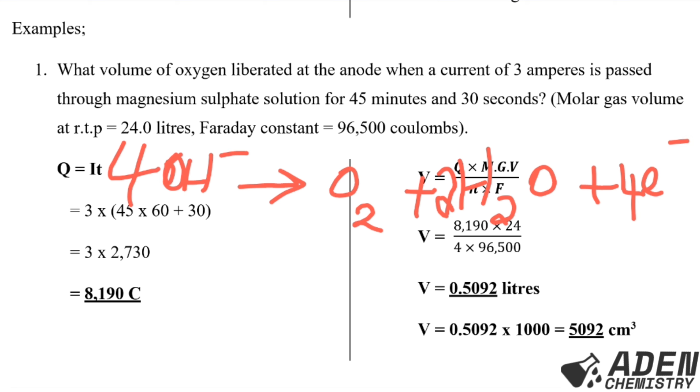So that means the number of Faradays, or our N, will be equal to 4 multiplied by F, and F is the Faraday constant, which is equal to 96,500 coulombs. That's how we are going to get it. Then when we put all this in the calculator, we are going to get 0.5092 liters. You can leave your answer in liters, or you can multiply by 1000 to convert into centimeter cube. So we get 5092 centimeter cube as the volume of oxygen liberated at the anode.